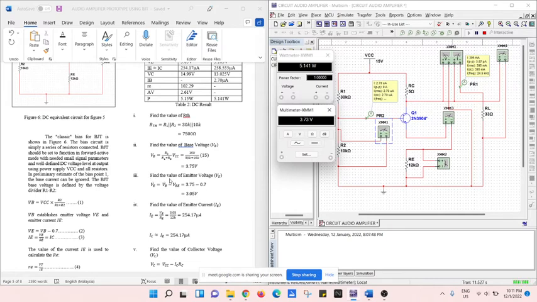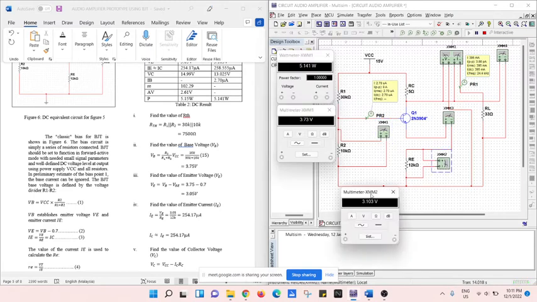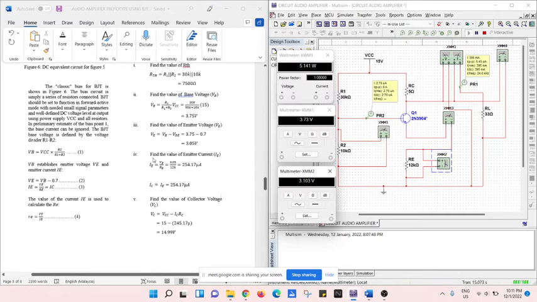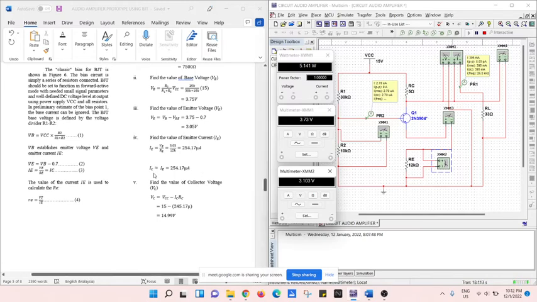Next, find the value of emitter voltage VE. VE is equal to VB minus VBE. The value that I get is 3.05 volt. The measured value I get is 3.103 volt. Next, find the value of emitter current IE. IE is equal to VE divided by RE. The value that I get is 254.17 microampere. IC is equal to IE.